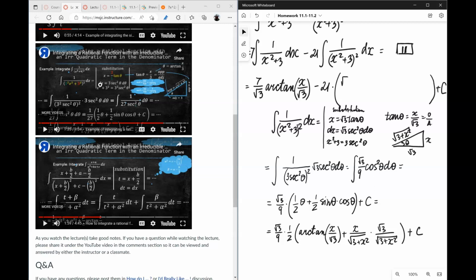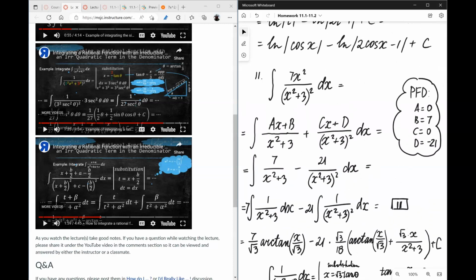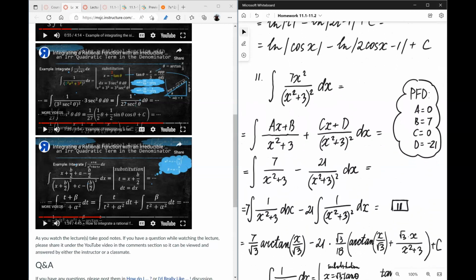So we have square root of 3 over 18, and we can actually take that outside. And we have arctan of x over square root of 3 plus square root of 3 times x over (x squared plus 3). And now we don't have to worry about that work. This is our final answer.